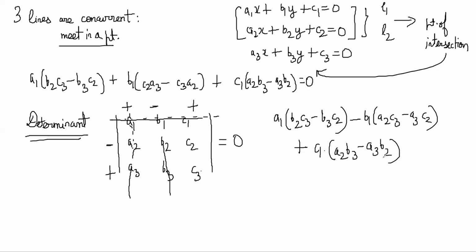Now see that if you change the sign and bring A3 C2 ahead, it becomes this result, which is equal to 0. So three lines are concurrent if the determinant formed by taking their coefficients is 0. This is the theory of this part.